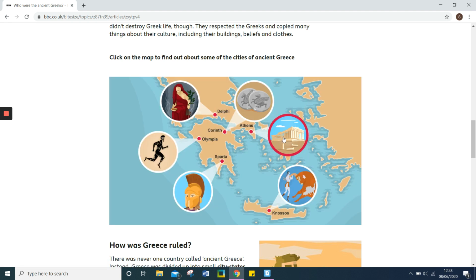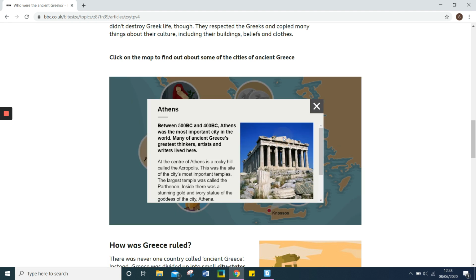Interesting. Let's look at the next one, Athens. Between 500 BC and 400 BC, Athens was the most important city in the world. Many of ancient Greece's greatest thinkers, artists, and writers all lived here.